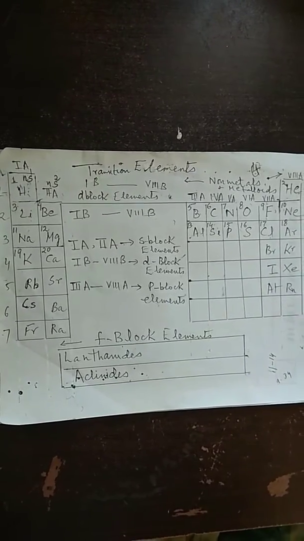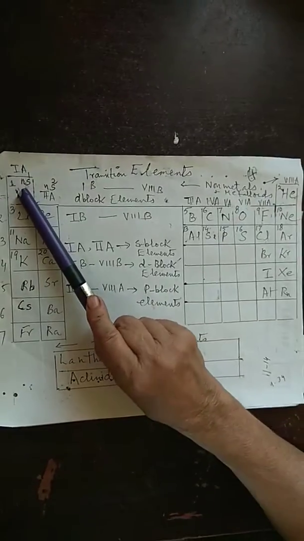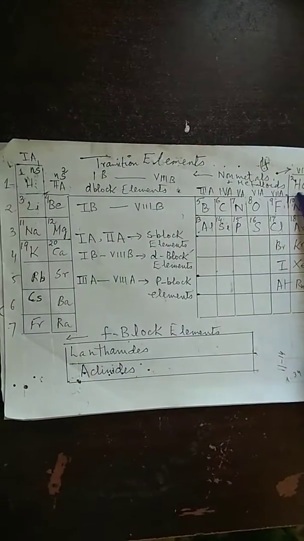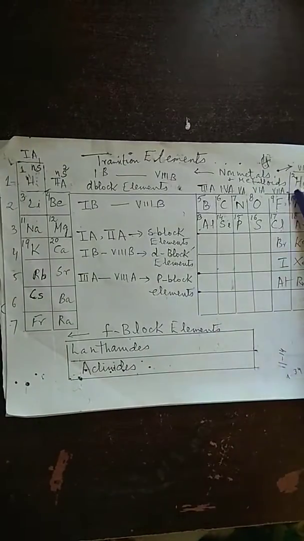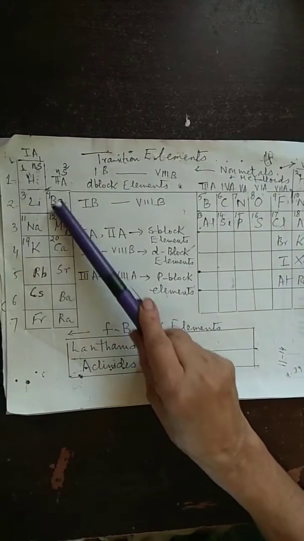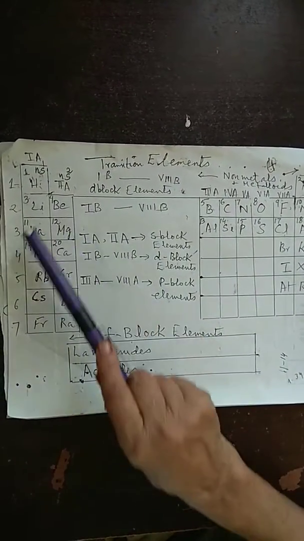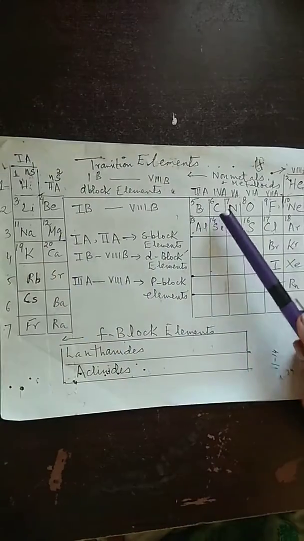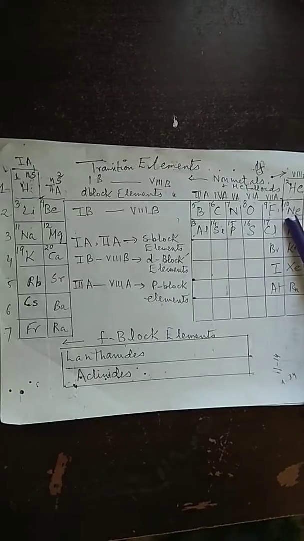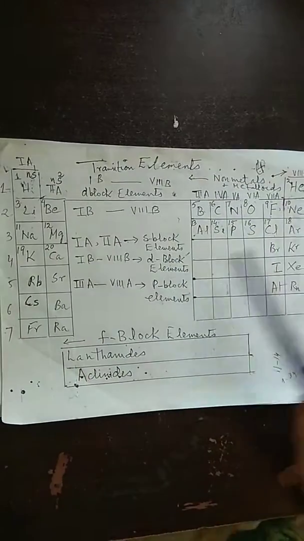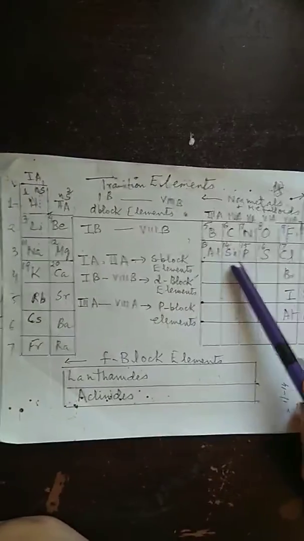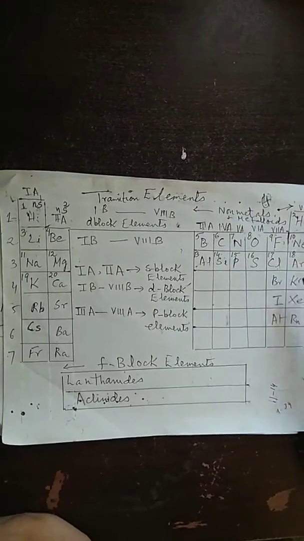Now, the first period is the shortest period. It contains only two elements, hydrogen and helium. In the second period, how many elements? If you remember the atomic numbers starting from 3, 4, 5, 6, 7, 8, 9, and 10. How many elements are there? 8. Then after 10, atomic number 11, sodium, magnesium, aluminium, silicon, phosphorus, sulfur, chlorine, argon.